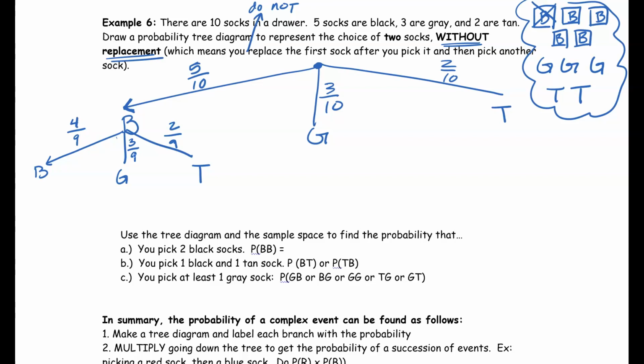And if you notice, what do all these fractions add up to? So 4 plus 3 plus 2, that is 9 out of 9, which is 100%. Or up here, 5 plus 3 plus 2 is 10. 10 out of 10, they equal 100%. So you always want that to be the case. So now I'm going to unerase that black sock because now I'm going to go down the second branch. I'm going to pretend that I picked a gray first. So I'm going to cross off a gray.